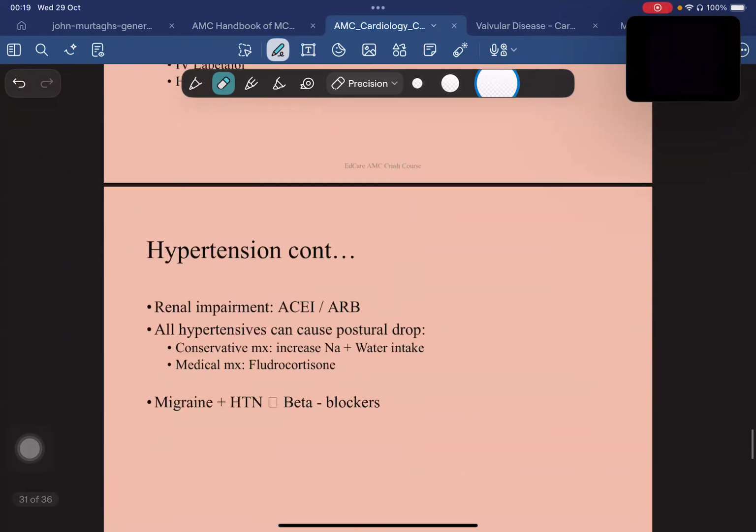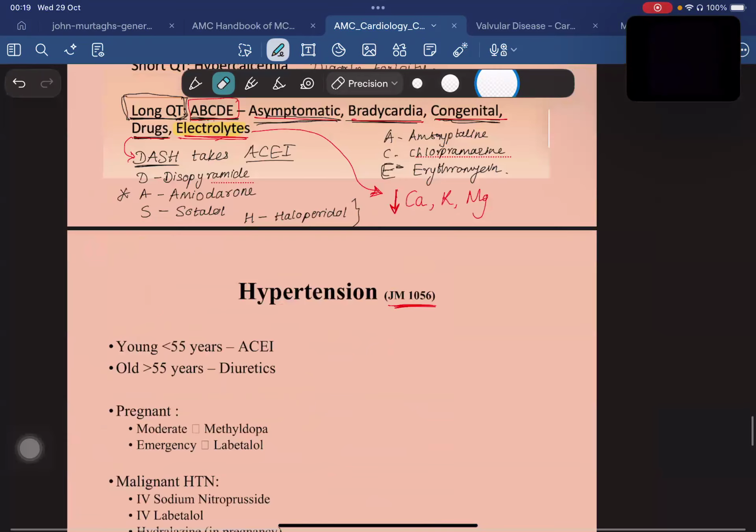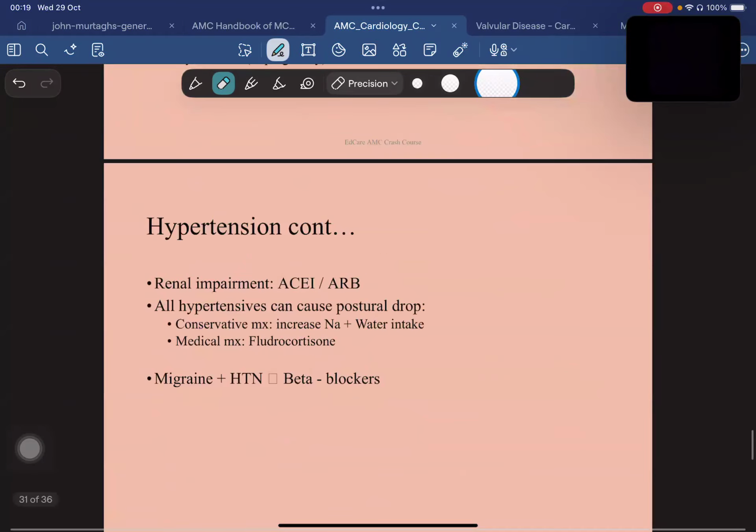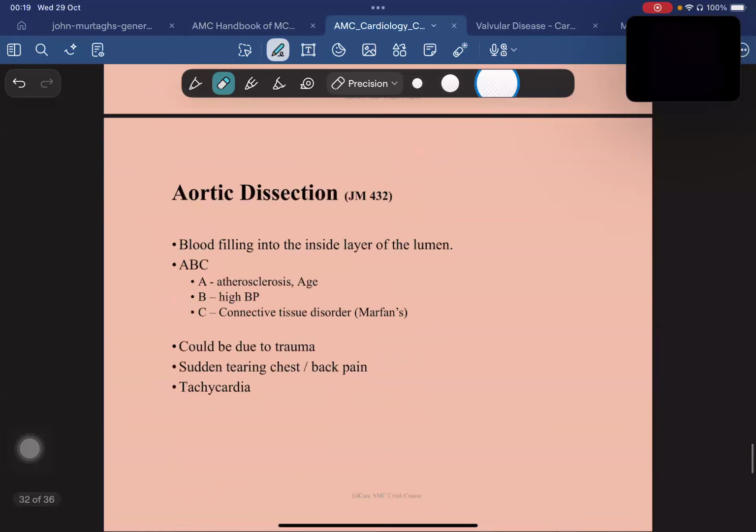But try to read the hypertension chapter from John Murtagh. It's page 1056 in the PDF. So yeah, I hope you will find more interesting and important areas while reading that. And this is a little, we can't call it a miscellaneous topic, but it has been coming in AMC in the past.